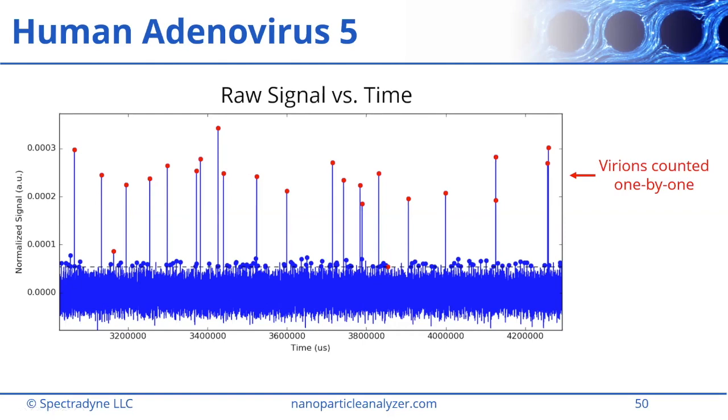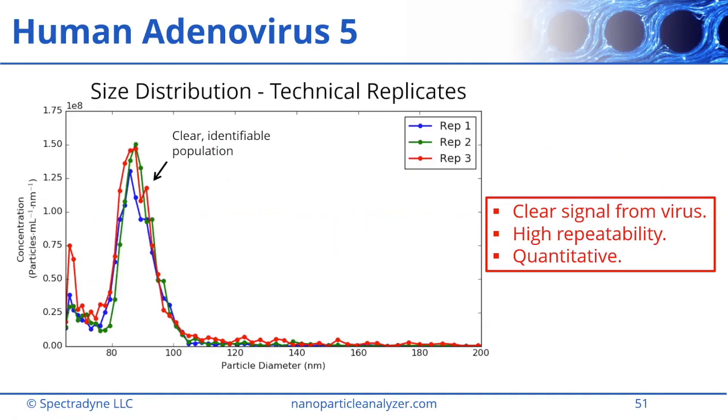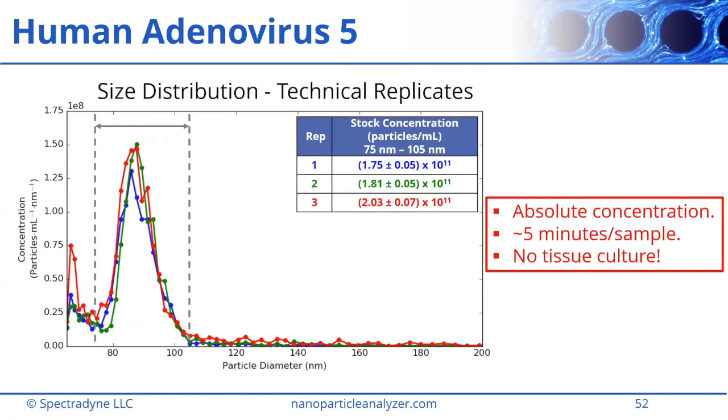When we analyze this data and turn it into concentration measurements, this is what we get, which is a concentration versus size plot again. And here I'm showing you 3 technical replicates of the measurement. There's a very clear peak right where it's expected, around 90 nanometers for this adenovirus 5. And you can see excellent agreement between the replicate measurements. Not only that, it's quantitative, right? We can measure the concentration over any size range here.